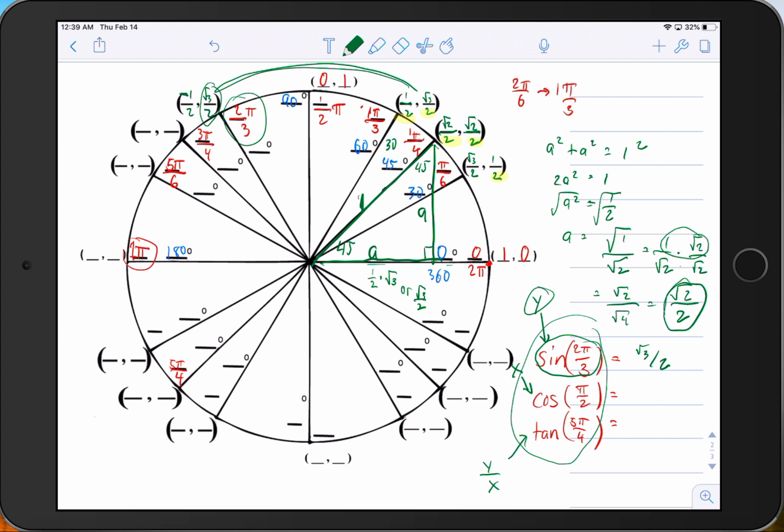And so how do we do the cosine of pi over 2? Well, here's cosine of pi over 2 right there. And so cosine is the x value, and there you go, the answer is 0.